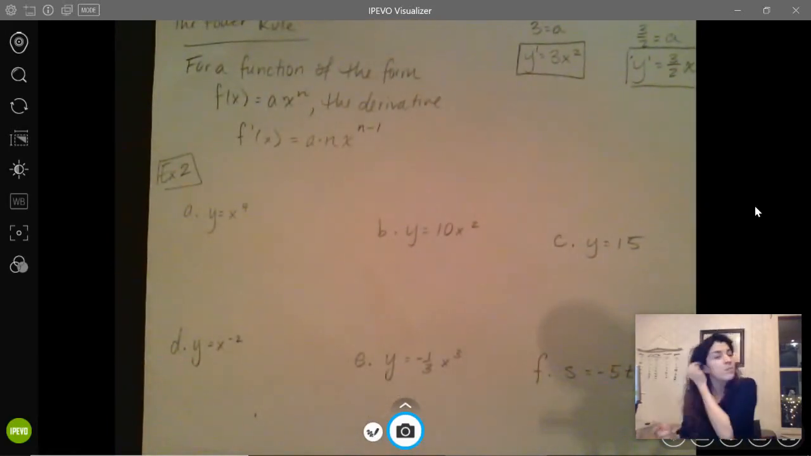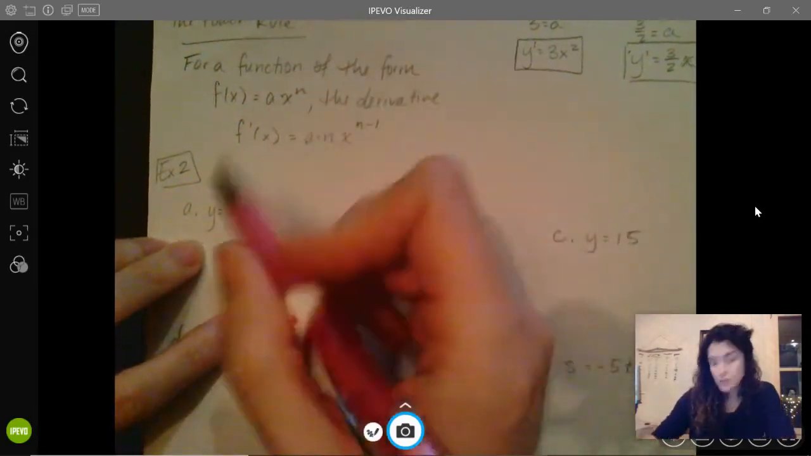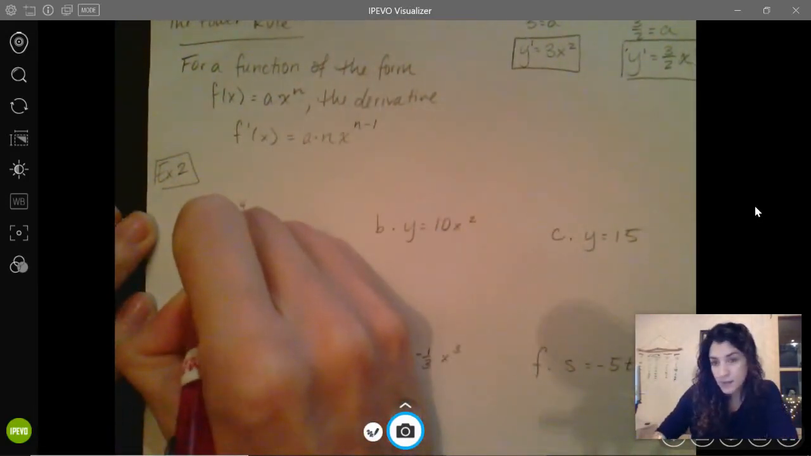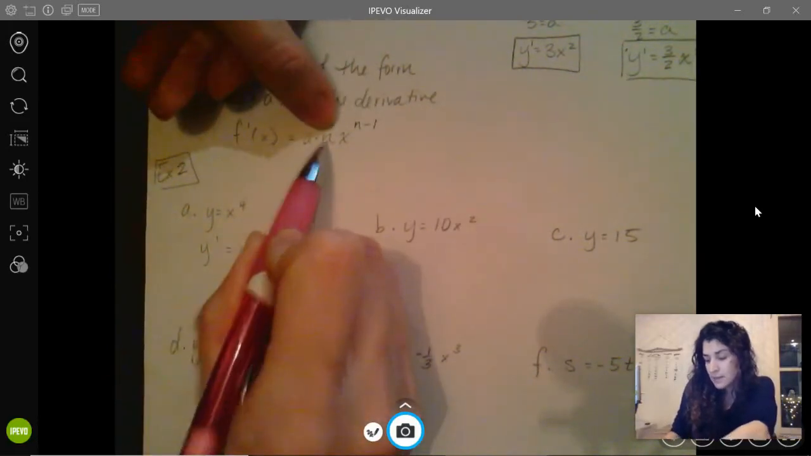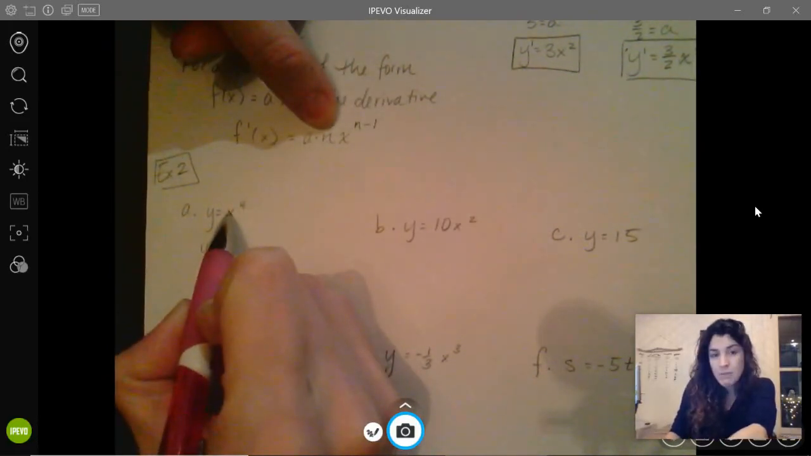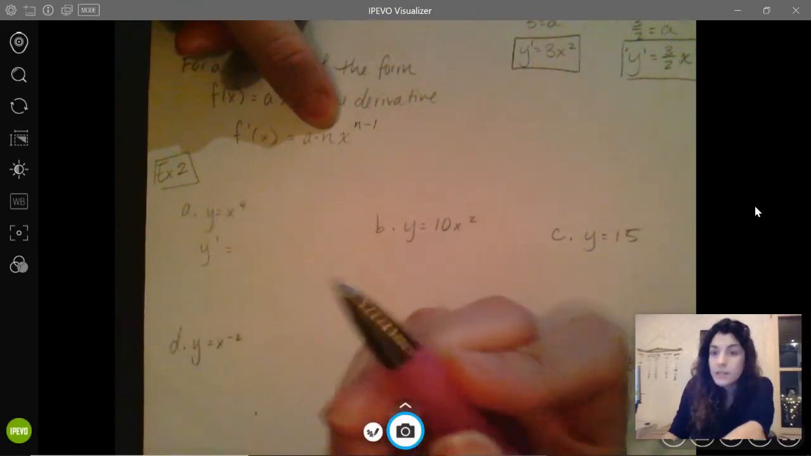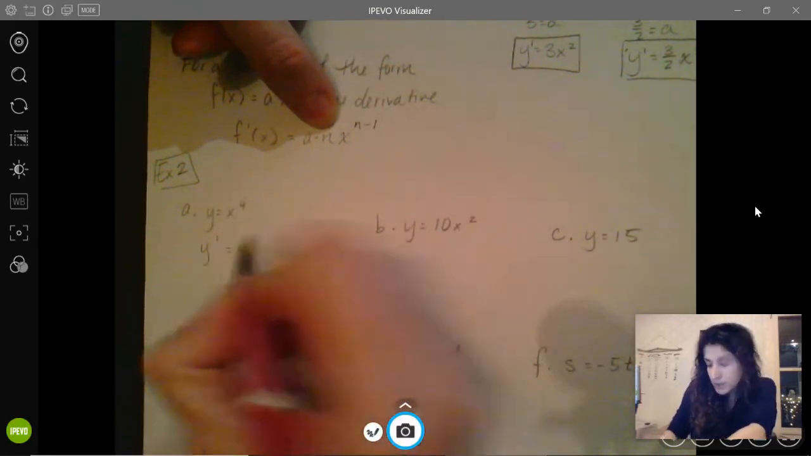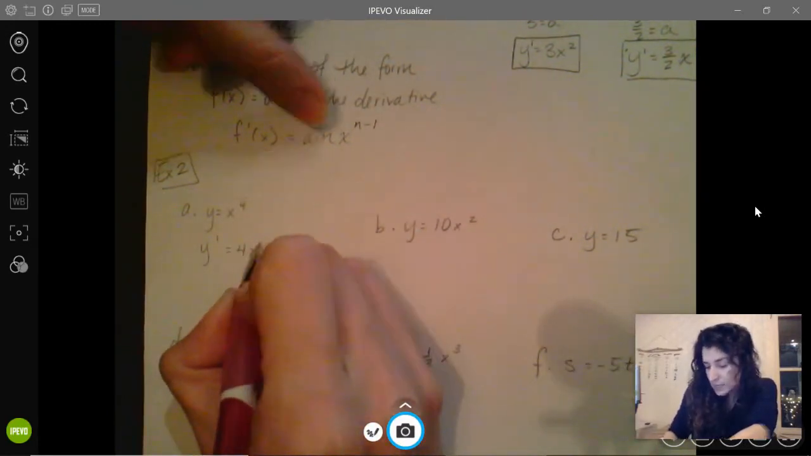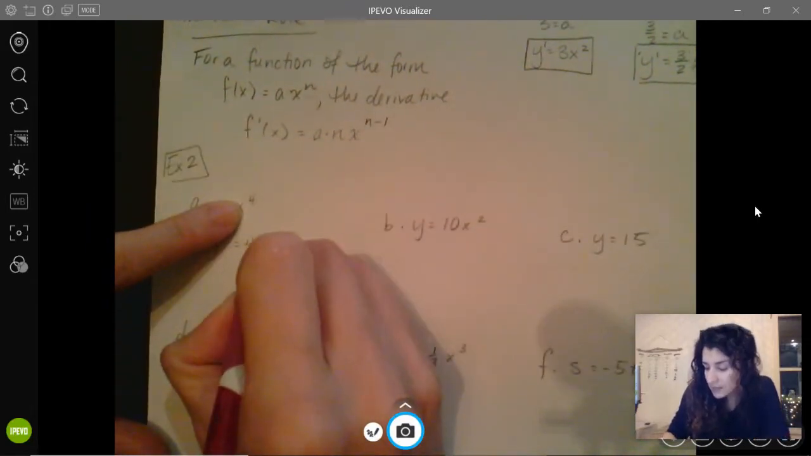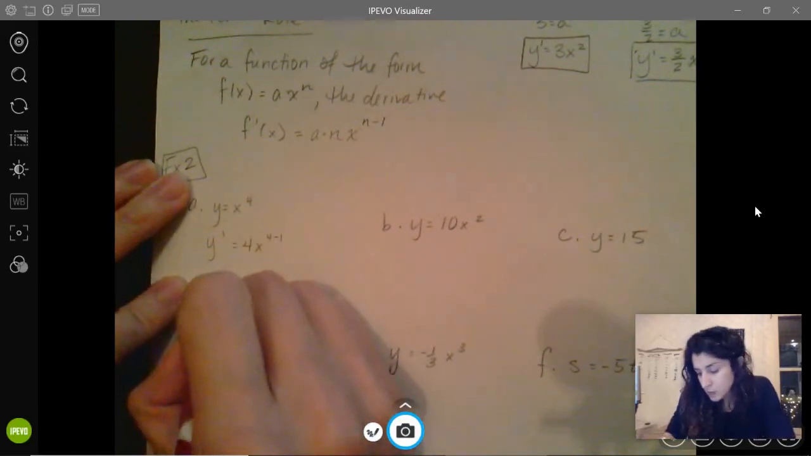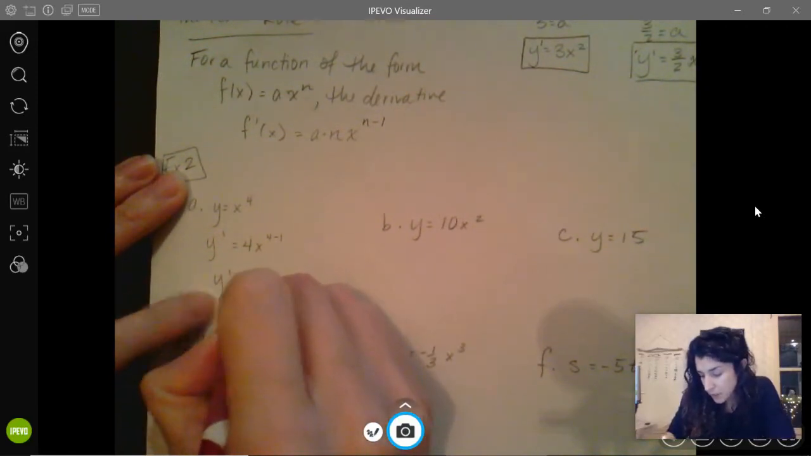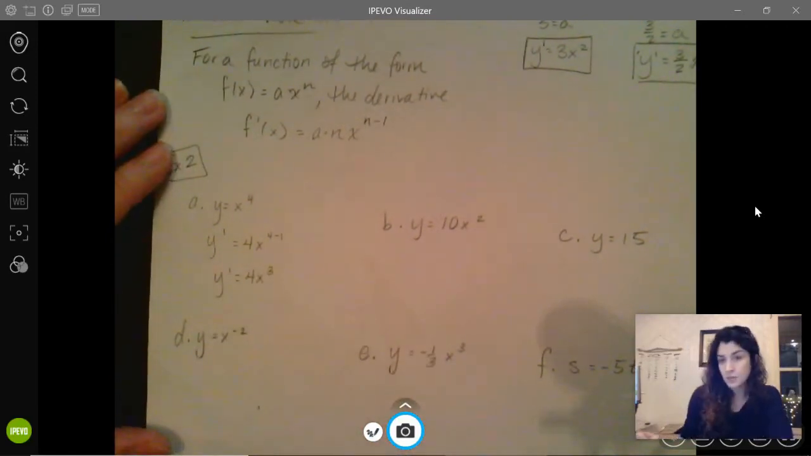Okay, so if we were to practice it, what we need to do is we know that we're talking about the derivative here. We take our exponent and we multiply it to the coefficient. The coefficient here is 1. So it's 4 times 1. And then x to the, and then we do 1 less, 4 minus 1 in the exponent, which means it's 4x cubed.